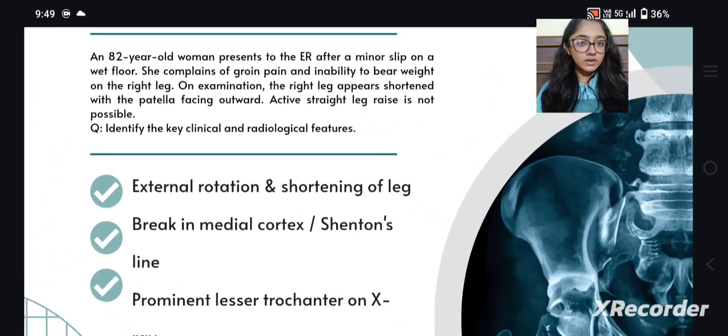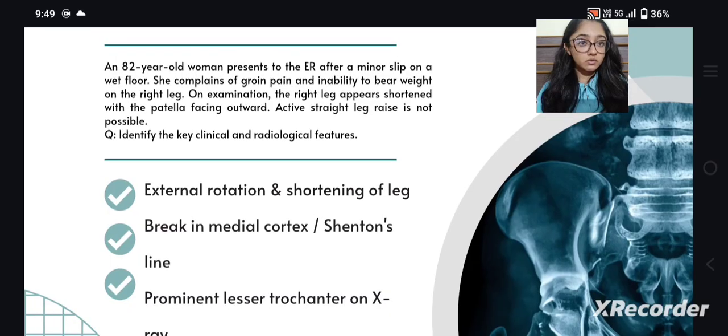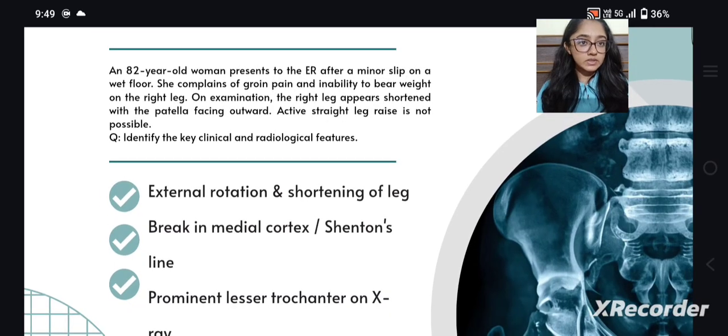Now let's see one clinical case of it. An 82-year-old woman presents to the ER after a minor slip on the wet floor. She complains of groin pain and inability to bear weight on the right leg. On examination, the right leg appears shortened with the patella facing outwards. Active straight leg raise is not possible.